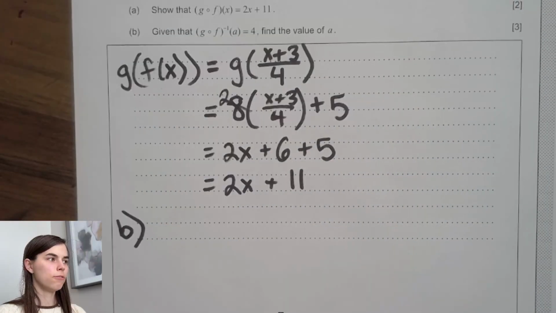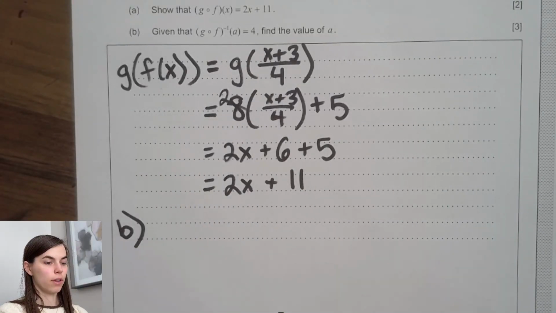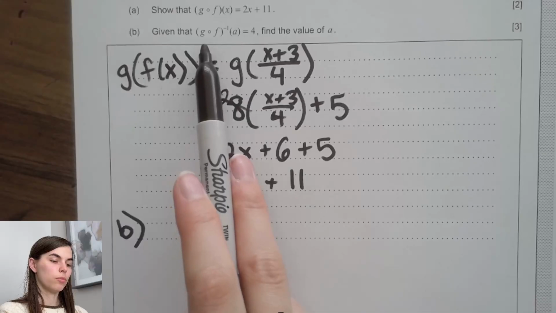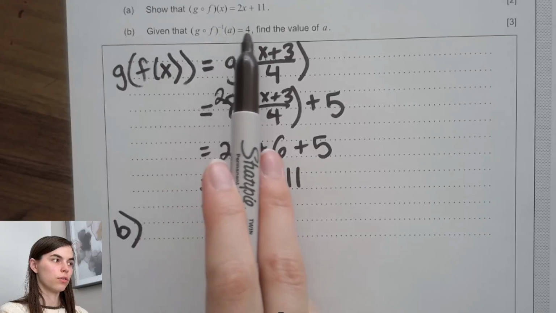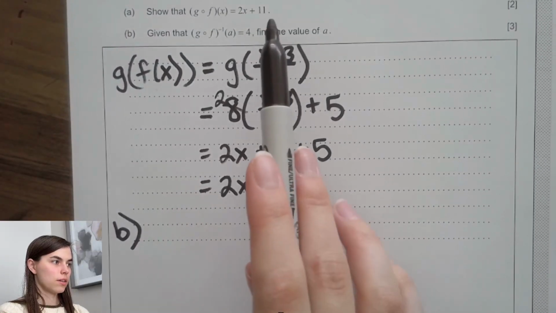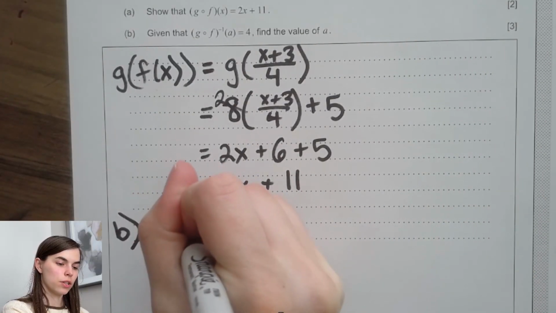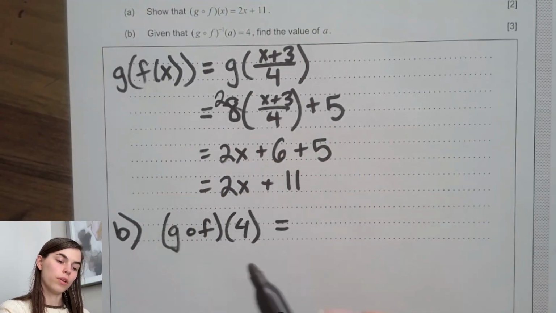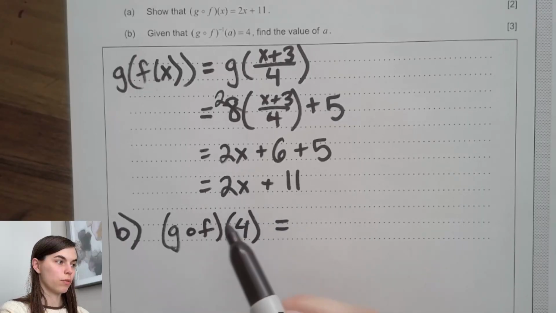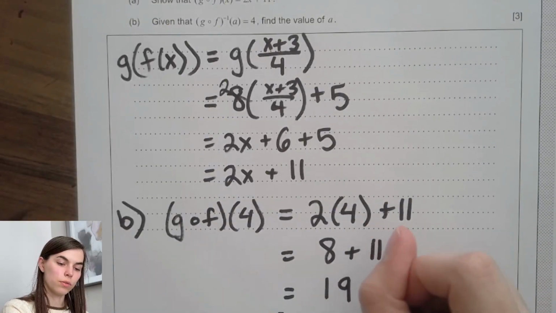Part B says that given that g of f inverse of A is 4, find the value of A. The inverse is basically saying, if we put the output into the inverse, we'll get the input. So all this is saying is that the input is 4, what's the output of this function we just came up with, which is g of f of x. So all we have to do here is g of f of 4, and we know g of f is this function right here, so just plug in 4 for x. And we know that is equal to A.